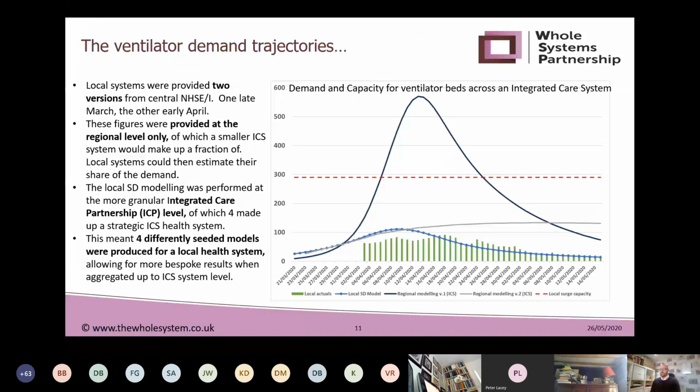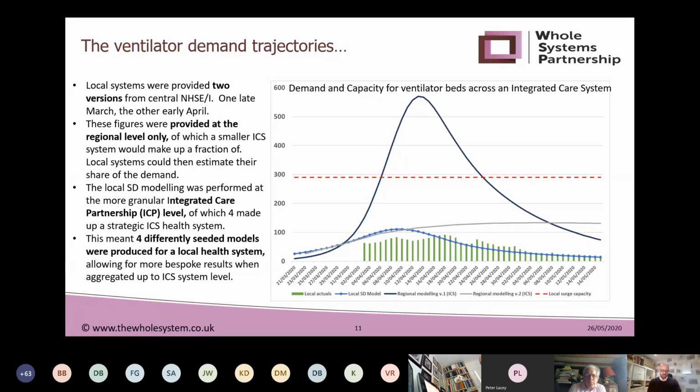So I just wanted to show you this slide that has the NHS regional planning lines on it, and our SD local planning. These were the aggregated numbers for the SD model, the aggregated ICP numbers, all four ICP numbers up to the ICS, adding them all up together, and you get the blue line. The blue dotted line is where we were estimating the ventilator demand would be required. The green bars are the actuals, the number of occupied ventilator beds. The dark blue line, the high dark blue line, is the regional planning number for that particular ICS.